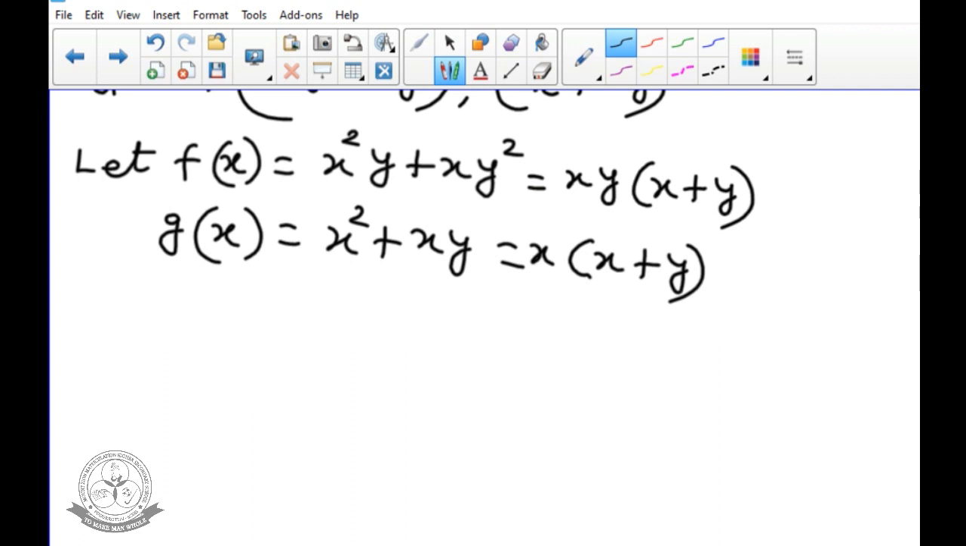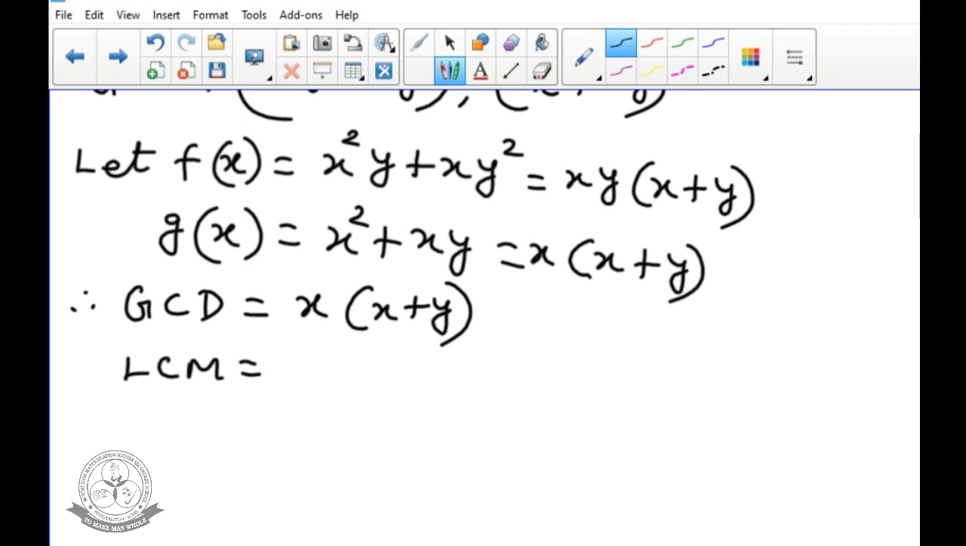So we have to find the GCD. GCD means we select the common terms. What is common here? x is common. Next one is x plus y. So x into (x plus y) is the GCD. Next we have to find the LCM. LCM means we select the common terms and the non-common terms also. The common term is x. y is not common, but we also take it. Next, x plus y. So our GCD is x into (x plus y), and the LCM is xy into (x plus y).